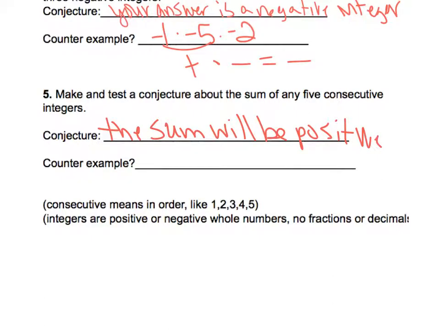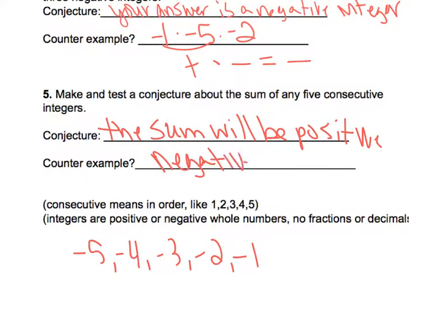Can I come up with a counterexample where if you add all of the consecutive integers together, it will not be positive? Well, that's not hard to come up with, because anytime you have negative numbers like negative 5, negative 4, negative 3, negative 2, negative 1, you're always going to end up with a sum that's negative. So if you use negative integers, that would make a counterexample.